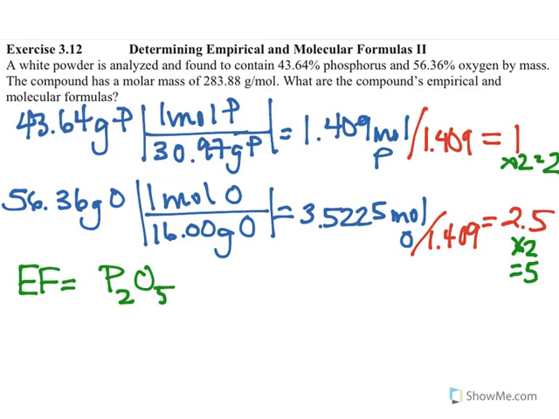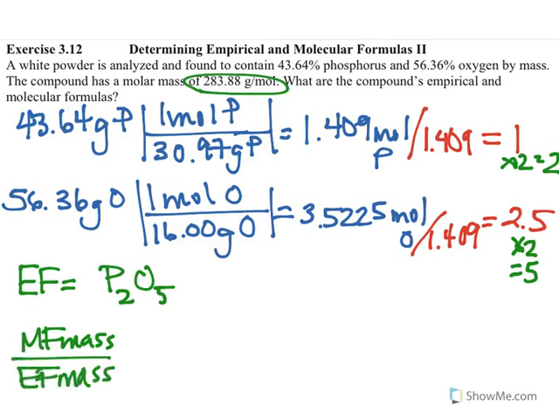So in this case, my empirical formula would have the formula P2O5. To find the molecular formula, again, I'm going to take the mass that was given there. So I'm going to take that molecular formula mass, divide it by the empirical formula mass in order to get that multiplier.